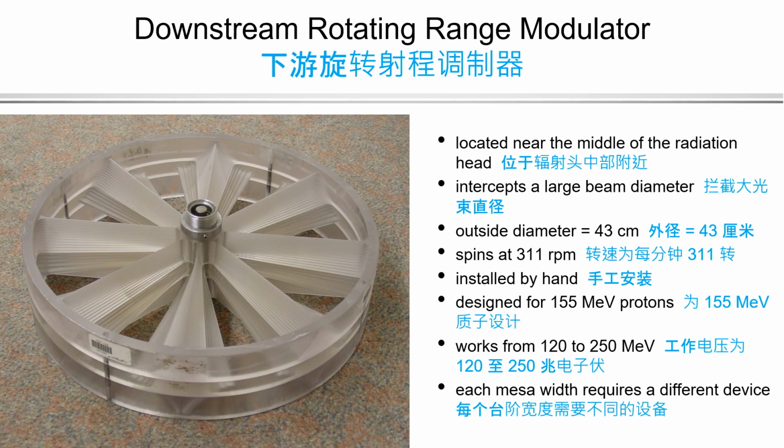Due to the large diameter and weight, there is an outside rim to hold everything together, so it is sometimes called a wheel. This particular device was designed for protons at 155 MeV, but works over a range from 120 to 250 MeV. Each mesa width requires a different device.